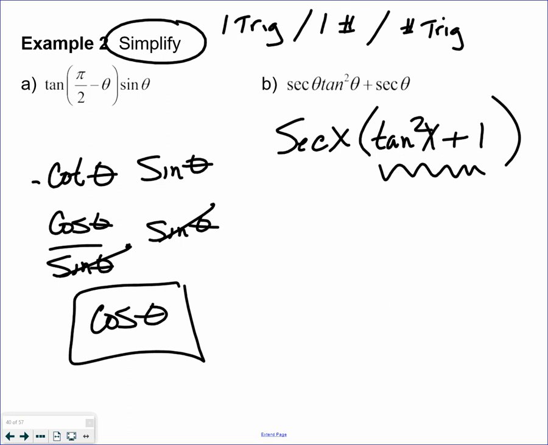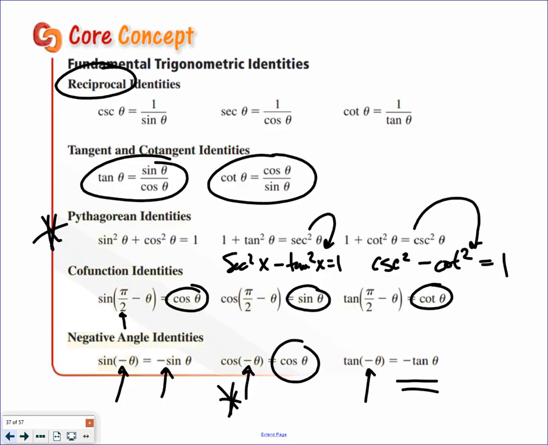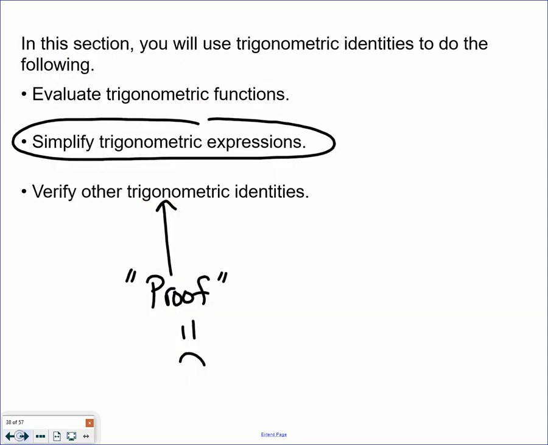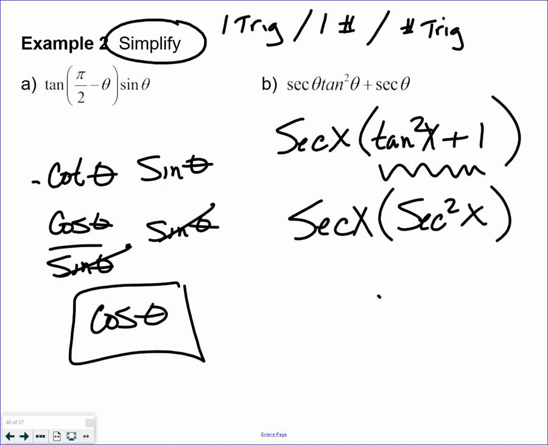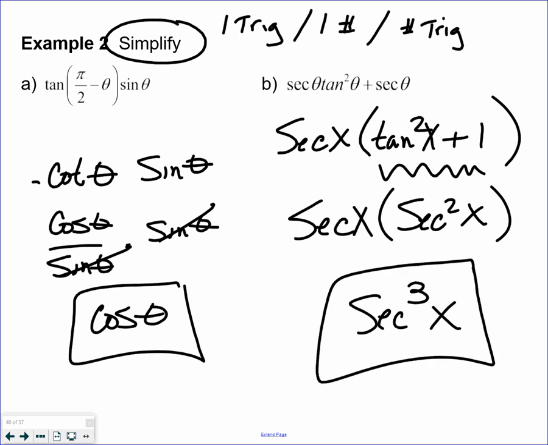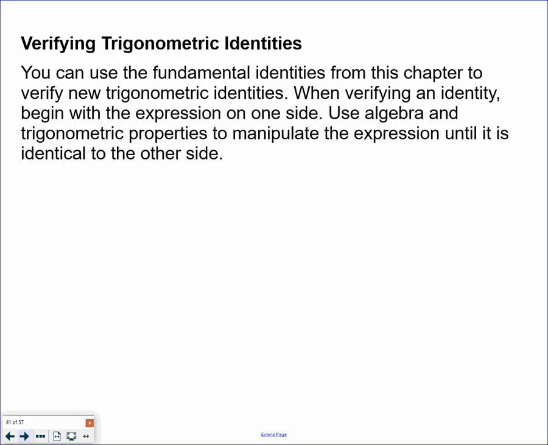Okay, if I went back, and I think some of you may need me to go back, so I will. Here, tangent squared, okay, 1 plus tangent squared is equivalent to secant squared. So there you go. So I'm going to change this into secant squared times secant, which gets me secant cubed. That is still one trig function. Secant of x times secant squared of x would make secant cubed x. So again, one trig function, one number, or a number times a trig function. How do I know that I'm done? It's got to be one of those three.